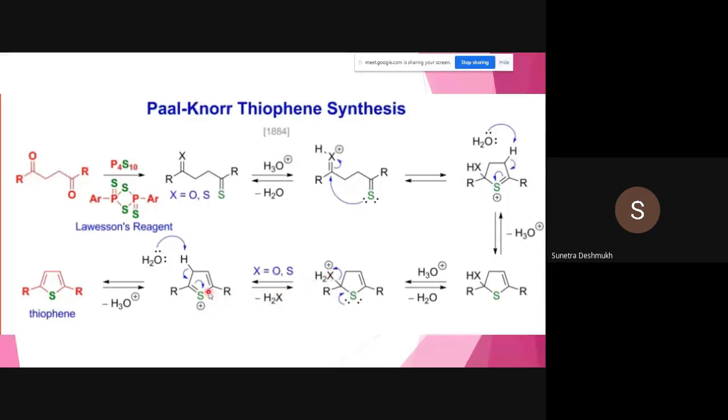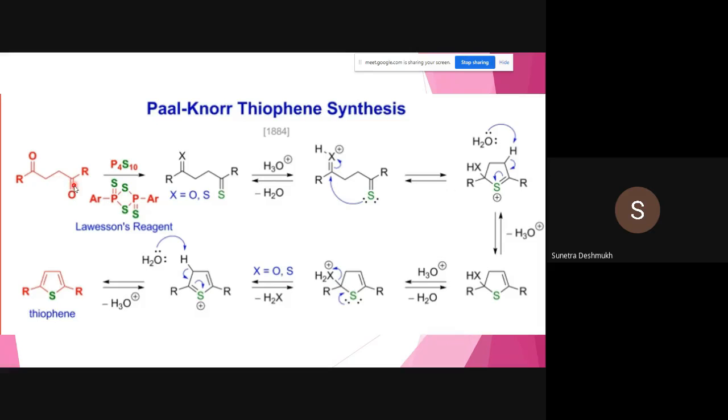Here is the mechanism of how water abstracts a proton and how that induces aromaticity. Later, there is again an elimination of a water molecule, and this gives the aromaticity of the thiophene. You can practice all of this mechanism. It is not that difficult. The first step aside, all these remaining steps are quite common steps.